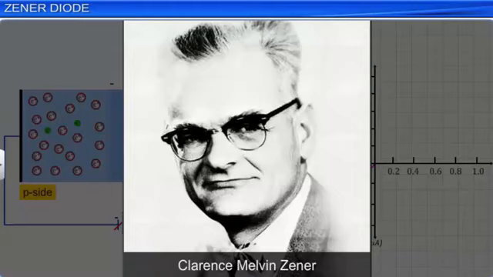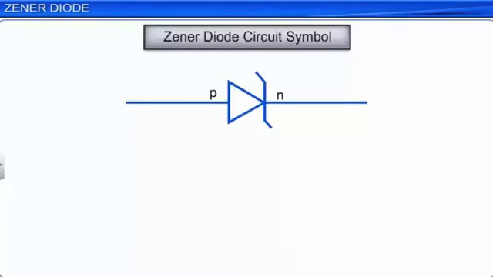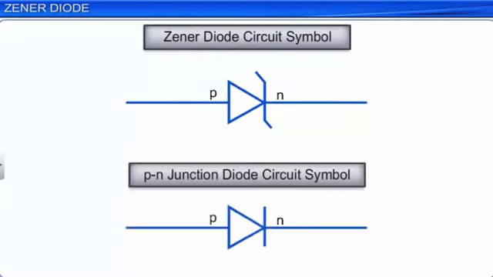The circuit symbol of a Zener diode is represented as shown. Although it is similar to that of a p-n junction diode, the major difference is that two small projections in opposite directions are added to the line on the n side of the p-n junction circuit symbol. The pointed edge of the triangle indicates the n side of the diode, and the base of the triangle indicates its p side.